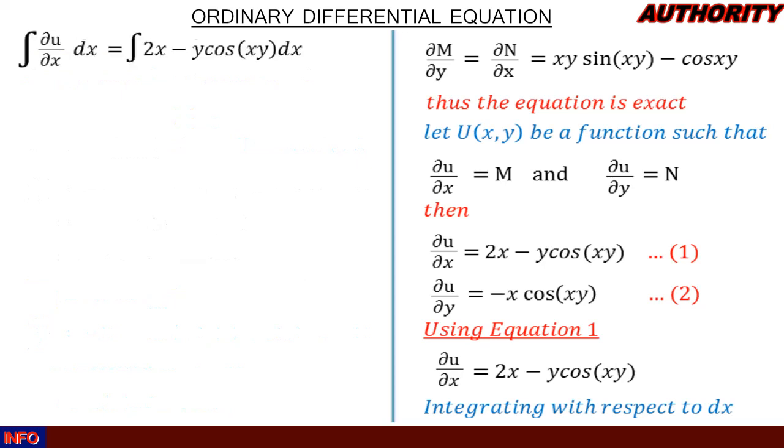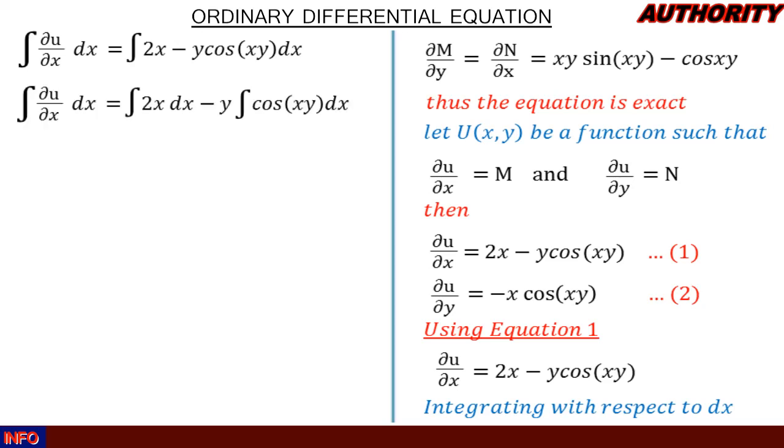So we find the integral of the partial derivative of u with respect to x dx equal to the integral of 2x minus y cos xy dx. Okay, now let's look at it. We split the right hand side into 2, and you see that we are integrating with respect to x, and in this case we have minus y, so automatically minus y is a constant, so we take it behind the integral sign.